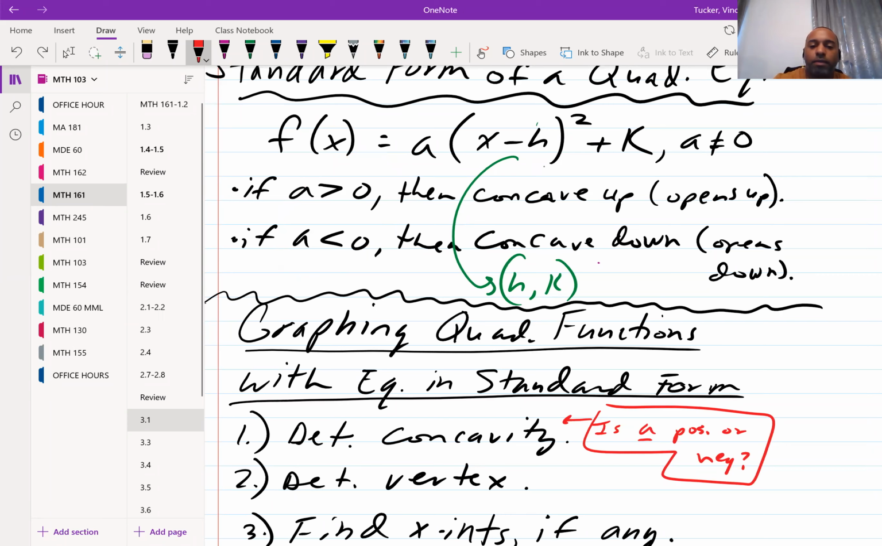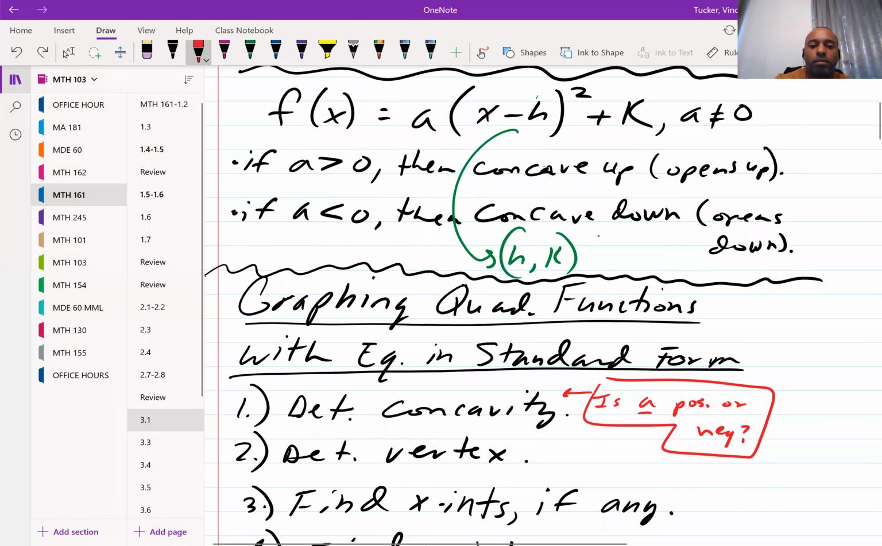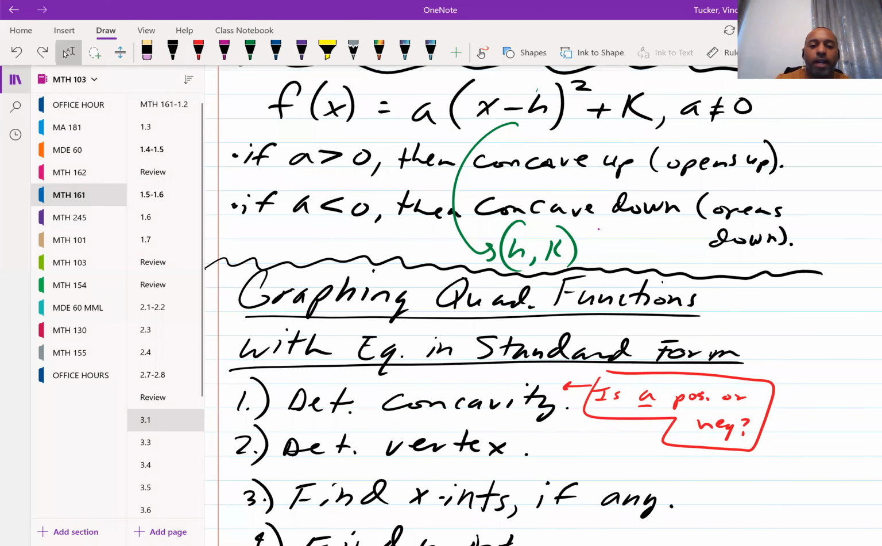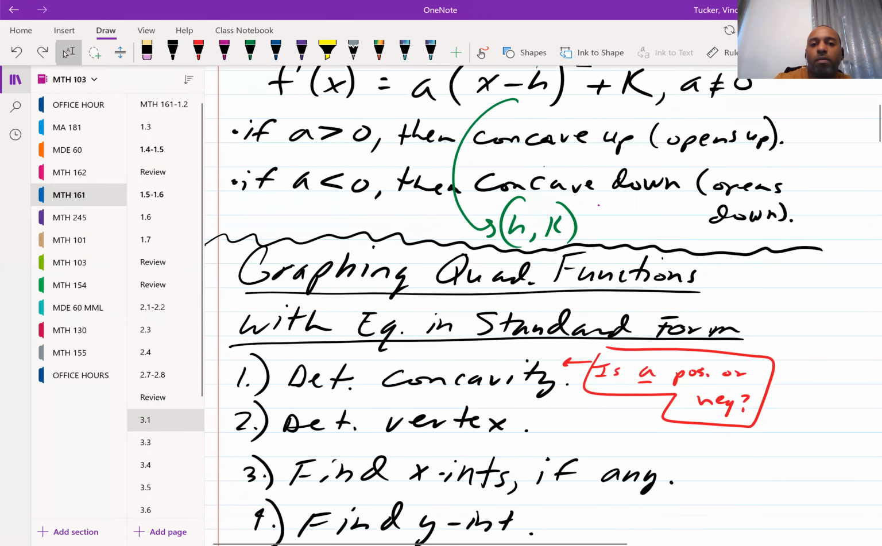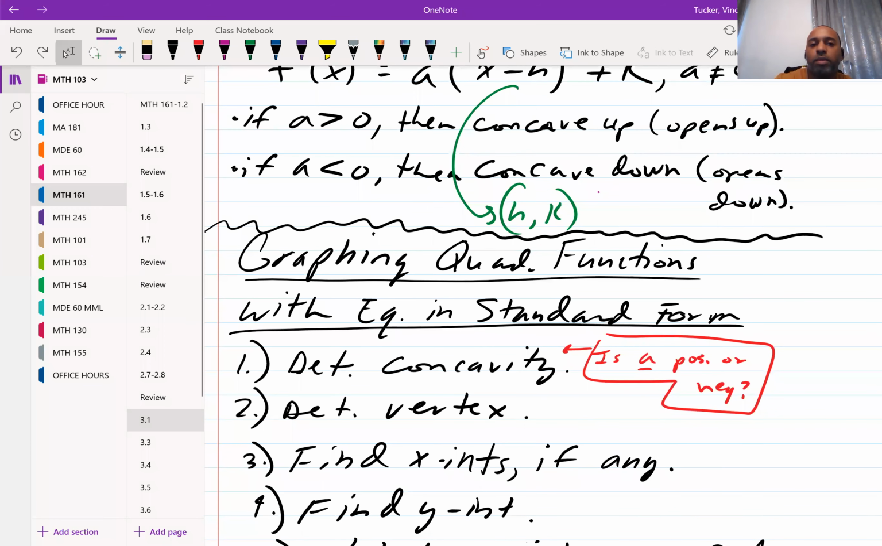Determine your vertex. Find x-intercepts, if any. Find your y-intercept.